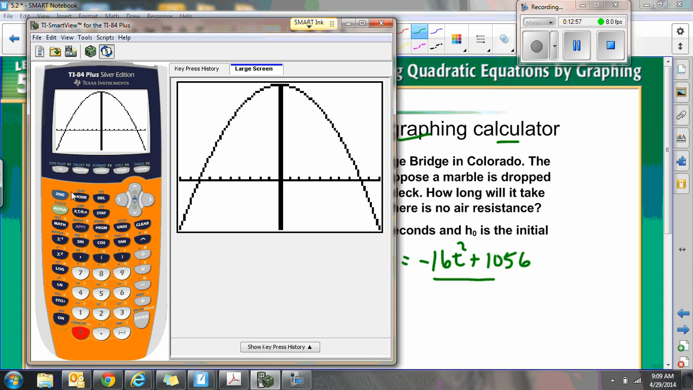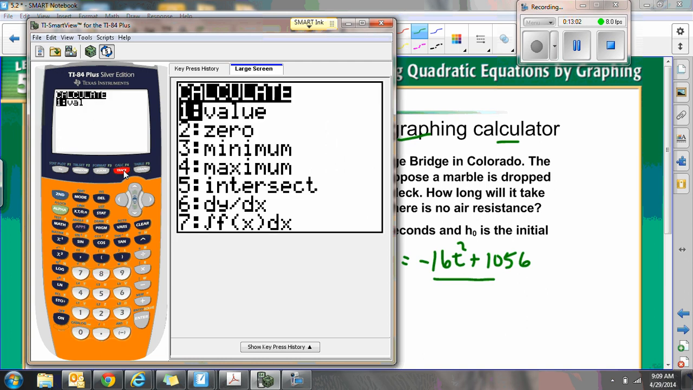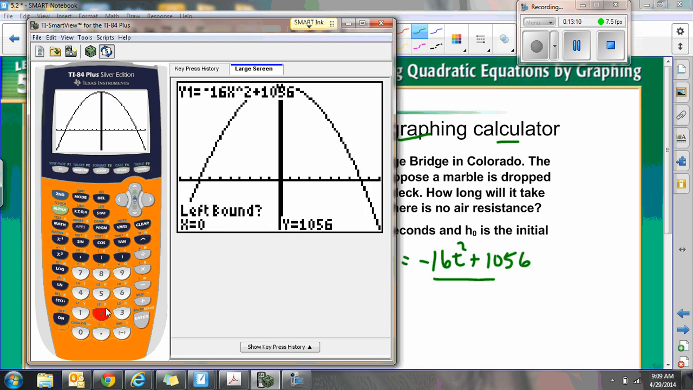Well, to find where it crosses the x-axis, if I go to second trace, which is the calculate menu, the calculator has this amazing ability to find a 0, which is exactly what we're doing, finding zeros or finding solutions. So if I click on 2, it brings me back to the graph and it asks for a left bound. So I'm going to move this little blinky cursor somewhere to the left of where my 0 is. So my 0 occurs here. So I got it on the left. That's called the left bound.